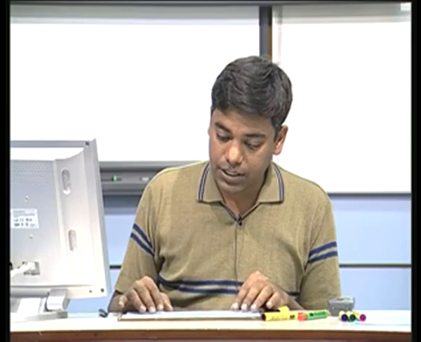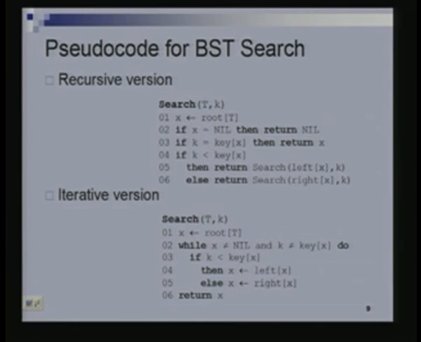How much time does search take? Let's look at the iterative version of the search. What we did was, each time we went through this while loop, which is right here, we came down one level in the tree. We went from a node to one of its child nodes, either the left child of that node or the right child of that node.